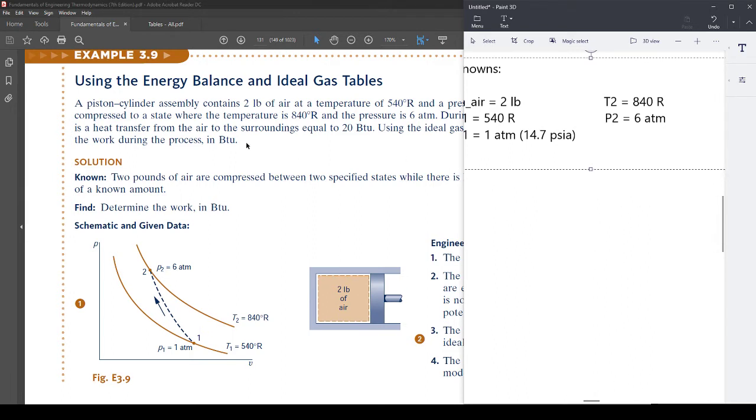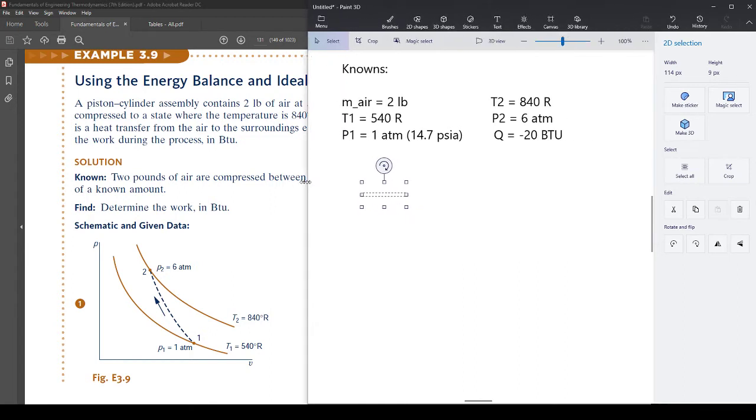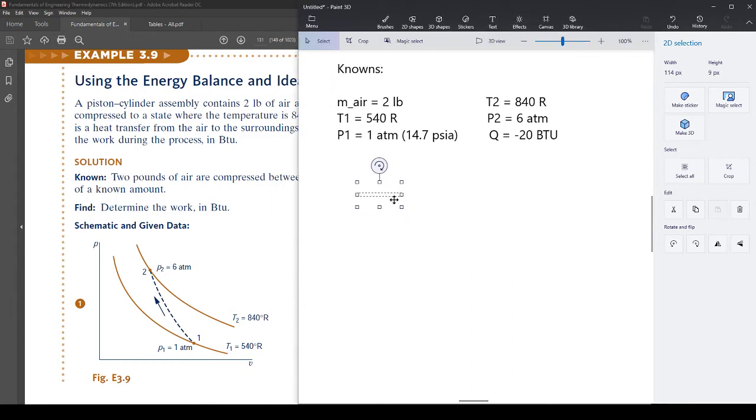It's 20 BTUs, so I'm going to go ahead and write that. So let's do Q is equal to negative 20 BTUs, right? So that's what we have so far. This is our knowns for the question. Now I got to get this back up. So knowns for the question are the following.